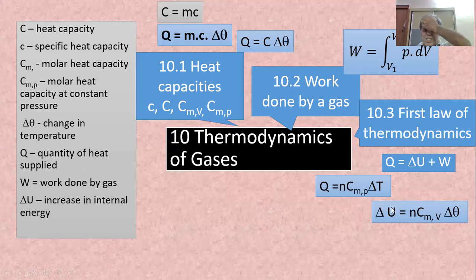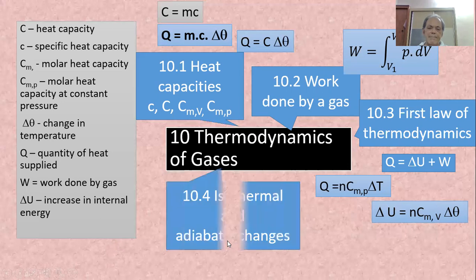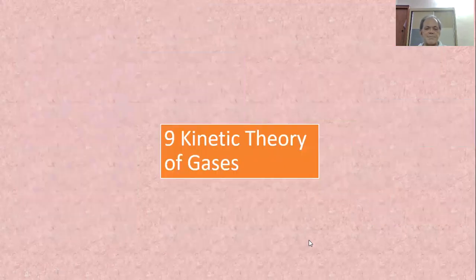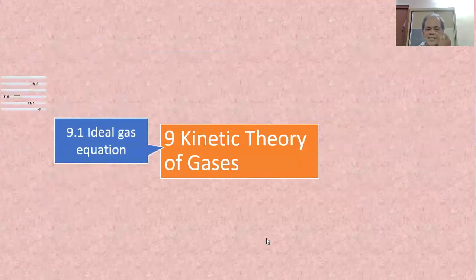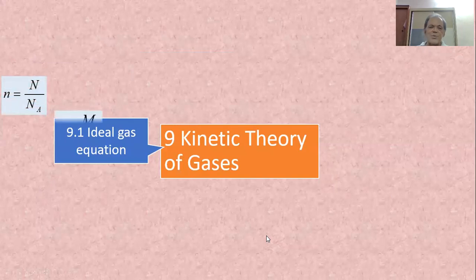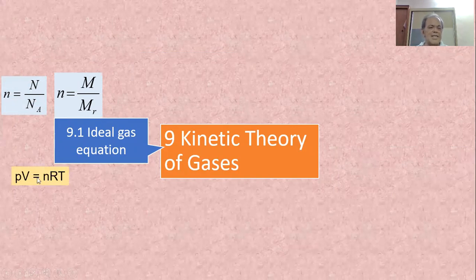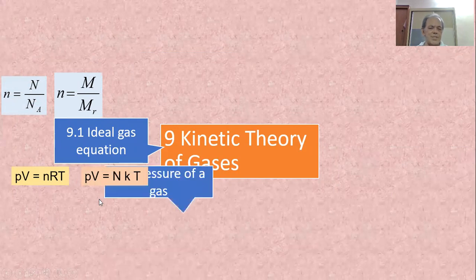Okay. Delta U is n times your C_V delta theta. And then you need to know isothermal and adiabatic changes. For kinetic theory of gas, we look at ideal gas. We need to remember all these formulas. n is the number of moles, and then the ideal gas formula. Both of them you need to know.